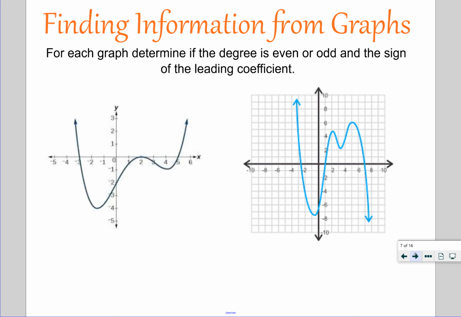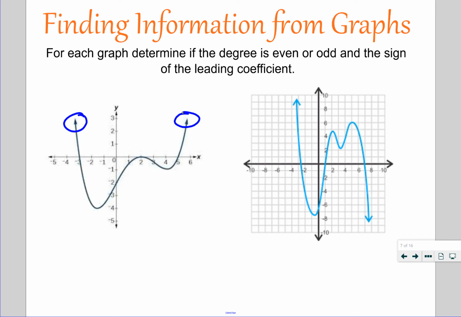Let's use what we know about end behavior to help us find information from these graphs. The instructions here say for each graph, determine if the degree is even or odd and the sign of the leading coefficient. So this is really just the opposite of our leading term test. We're going to use the ends and we're going to work backwards.